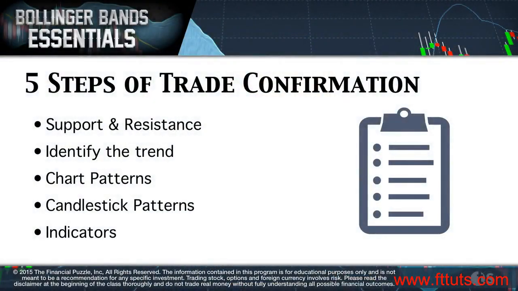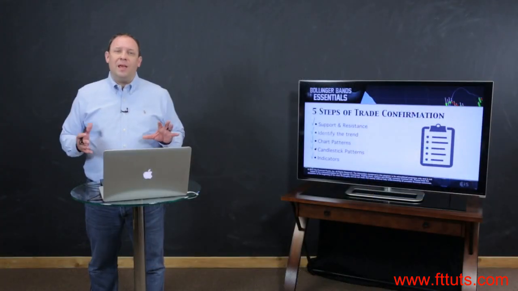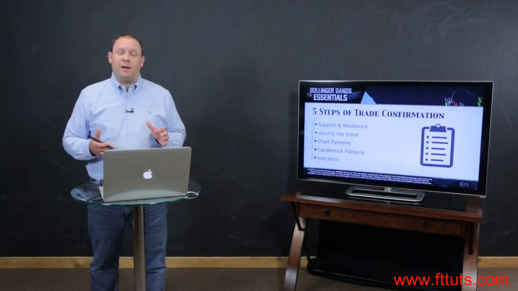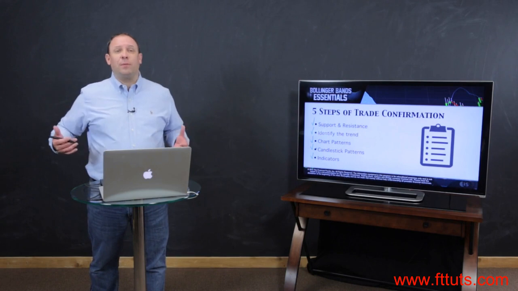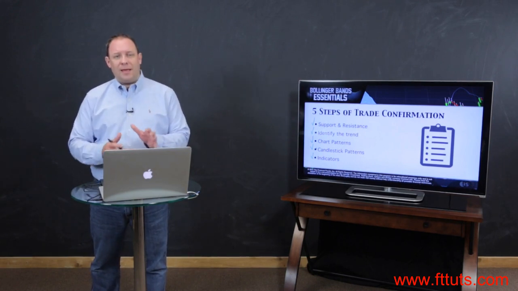The 5 steps to trade confirmation are: number 1, identify your support and resistance. Next, you need to identify your trend, your chart patterns, your candlestick patterns, and of course, your technical indicators. Now, why do we have all 5 of them? Because each step of the trade confirmation process reveals a different perspective, a different angle on that trade.